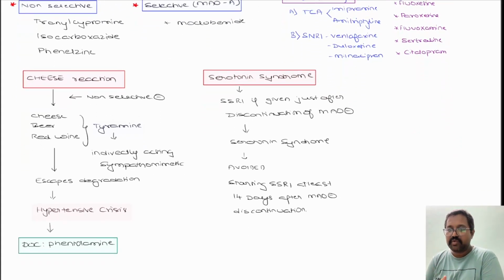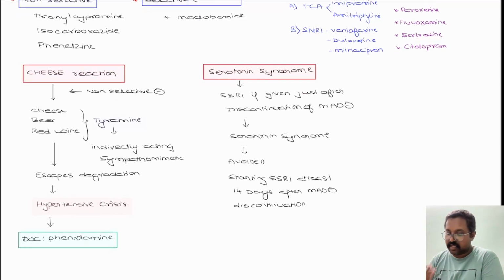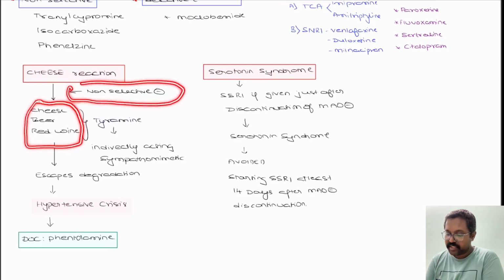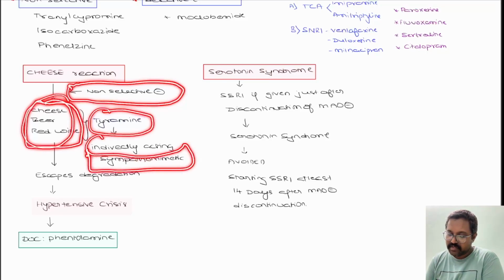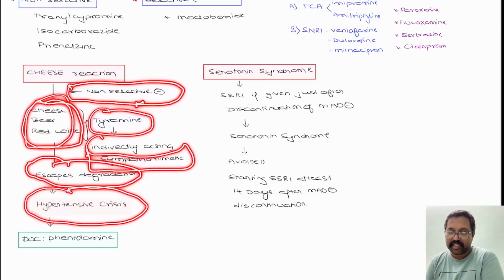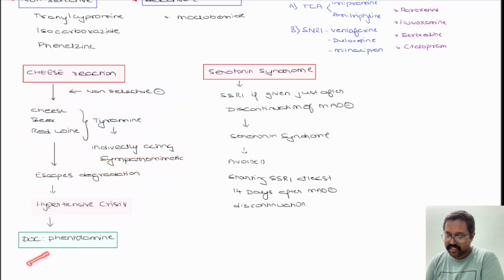So when do you expect the cheese reaction to occur? Whenever the patient consumes cheese, beer or red wine, and the patient is on a non-selective MAO inhibitor. These foods are rich in tyramine, an indirectly acting sympathomimetic agent. Because of this, with a non-selective MAO inhibitor, tyramine escapes degradation and is responsible for increased catecholamine release, leading to hypertensive crisis. The drug of choice for the cheese reaction is phentolamine, which is an alpha blocker.